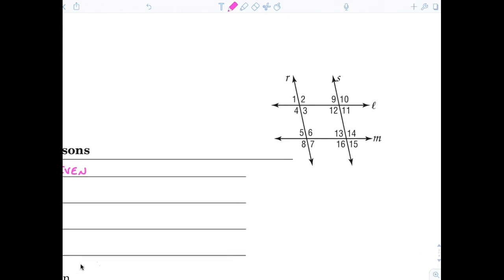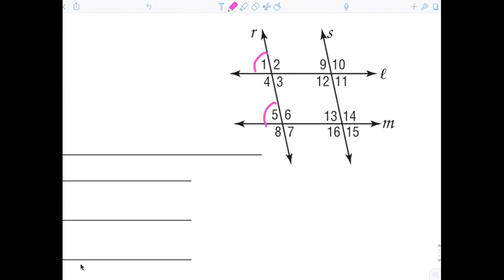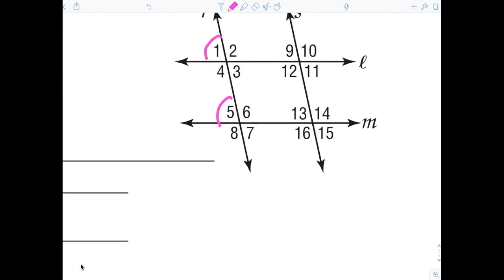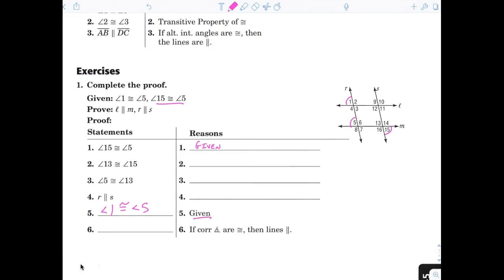Angle 1 is congruent to angle 5. And we would say angle 15 is congruent to angle 5. Is everybody with me on that? Now, why is angle 13 congruent to angle 15?